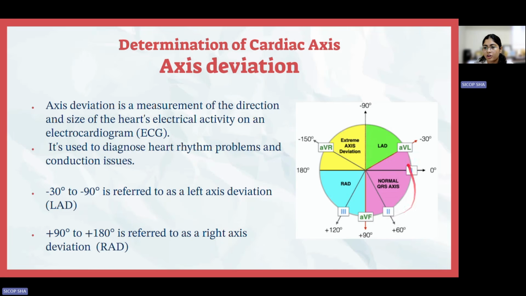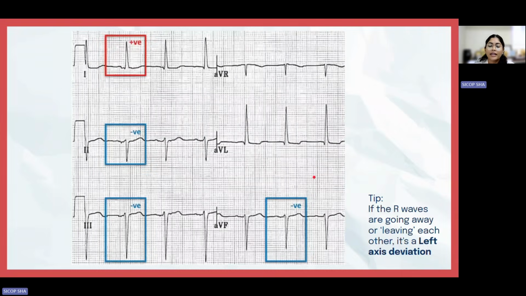This is your normal axis from minus 30 to plus 90. If it is going above that, if it's going till minus 90, then it is left axis. And if it is going positively on the positive side, then it is a right axis deviation. How to look at it on an ECG?